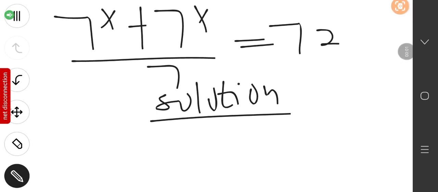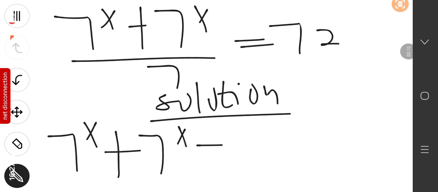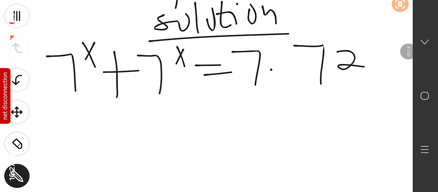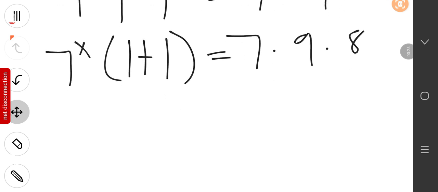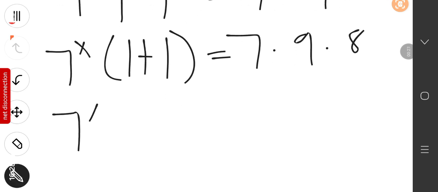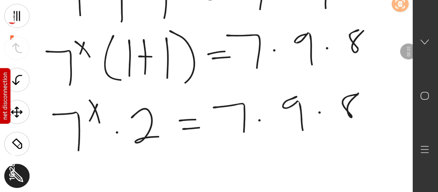7 exponent x plus 7 exponent x all over 7 equals 72. So our equation becomes 7 exponent x plus 7 exponent x equals 7 times 72. All right, so we're going to have 7 exponent x multiplying 1 plus 1 equals 7 times 72. Now 72 is the same as 9 times 8. So you have 7 exponent x times 2 equals 7 times 9 times 8.